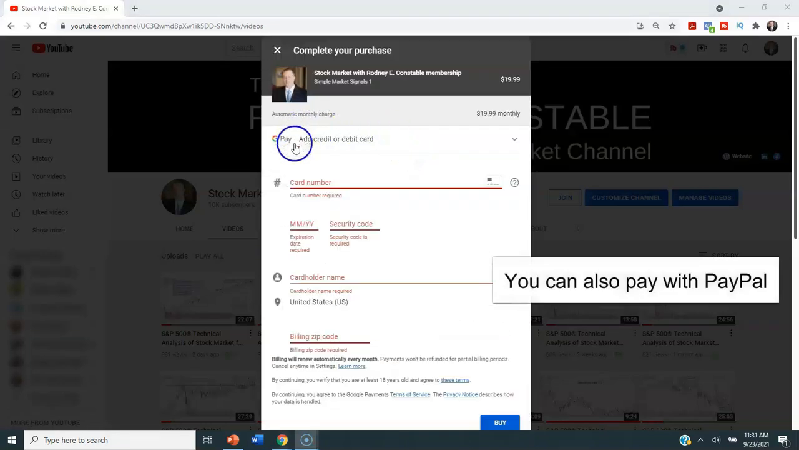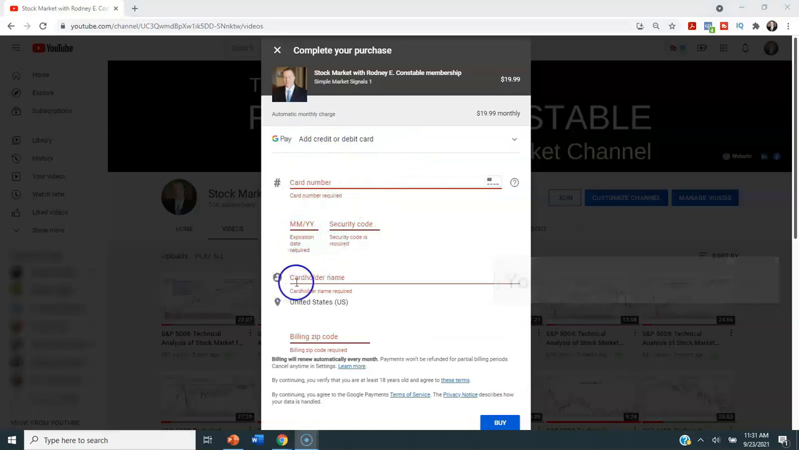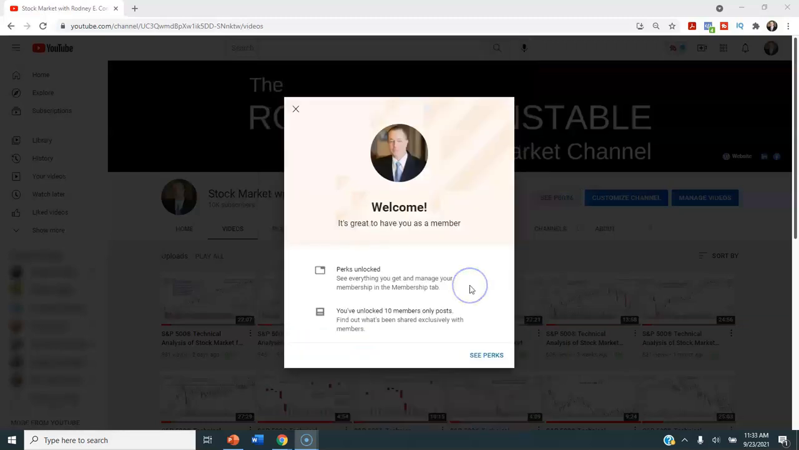Then you click on the join button and you want to add your credit card information. As you can see here, you can pay with either a credit or debit card. Enter your card number, the month and year of expiration, security code, cardholder name, and your billing zip code. I'm going to fill all of this information in, and I will be right back.